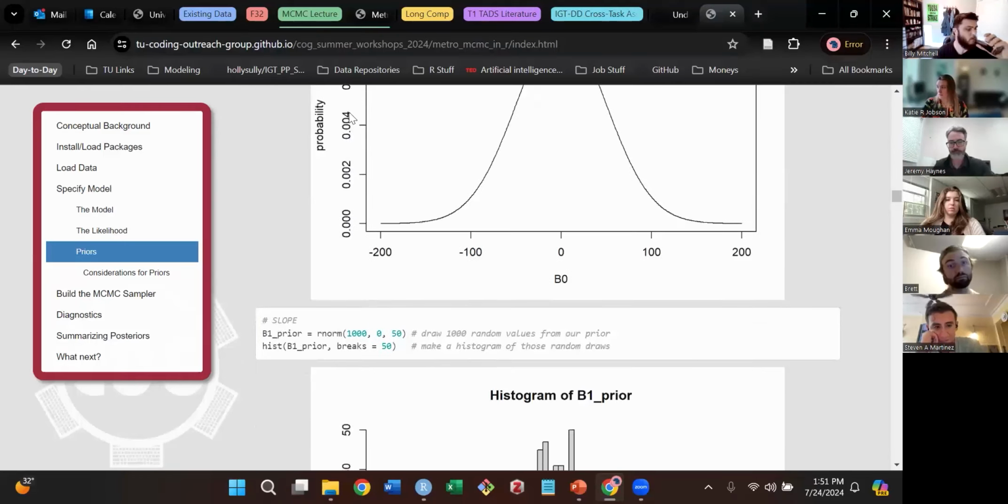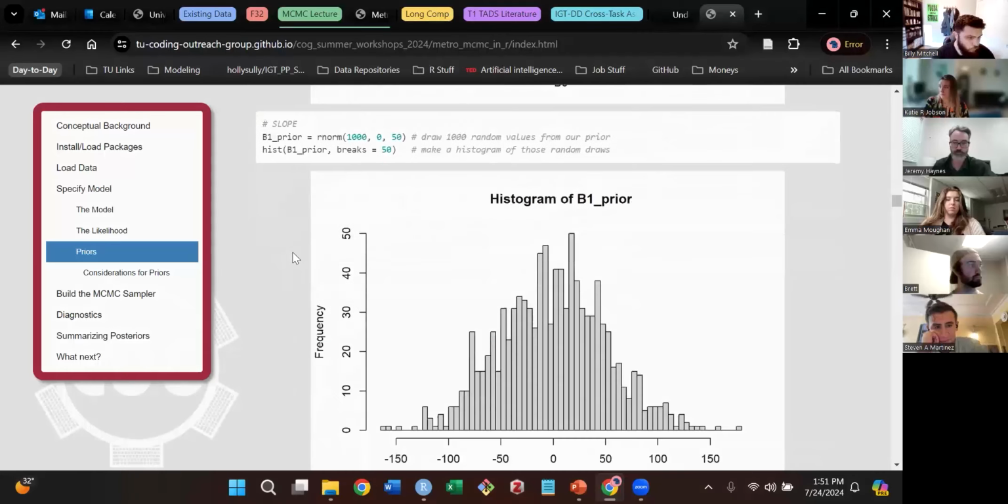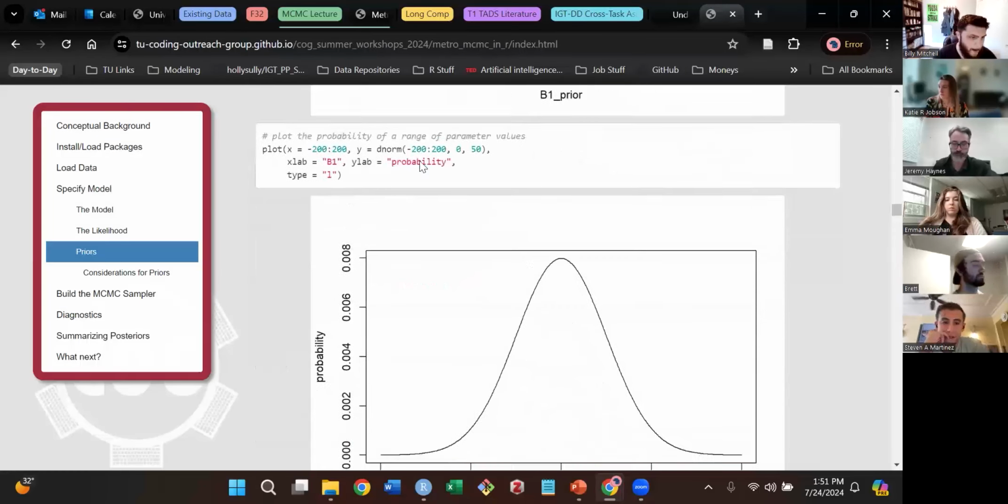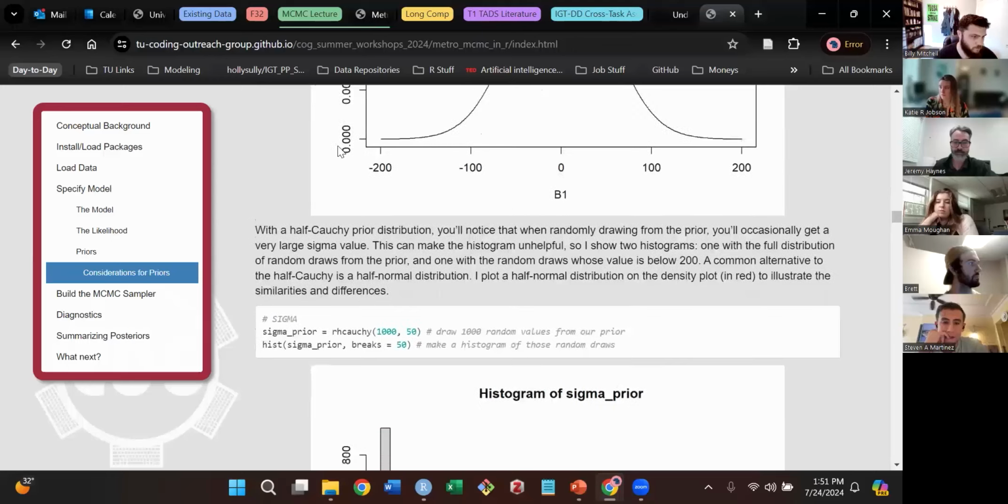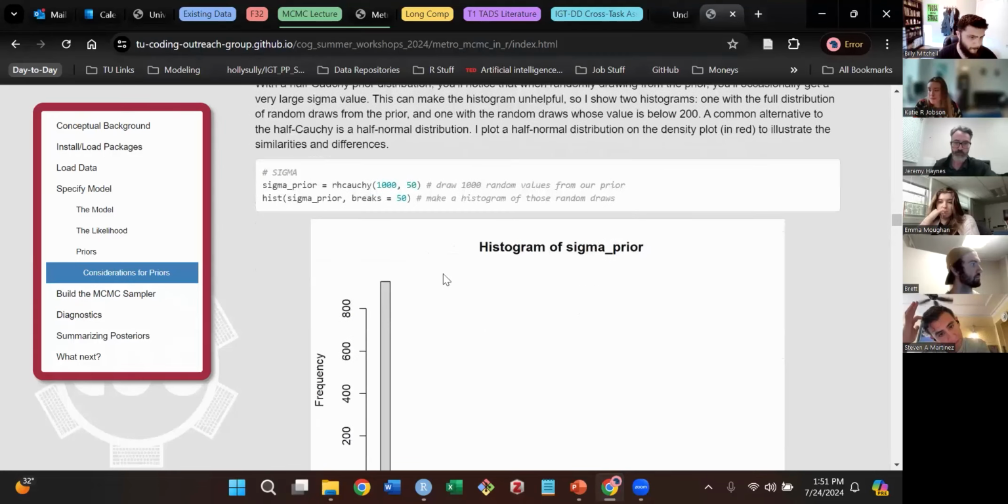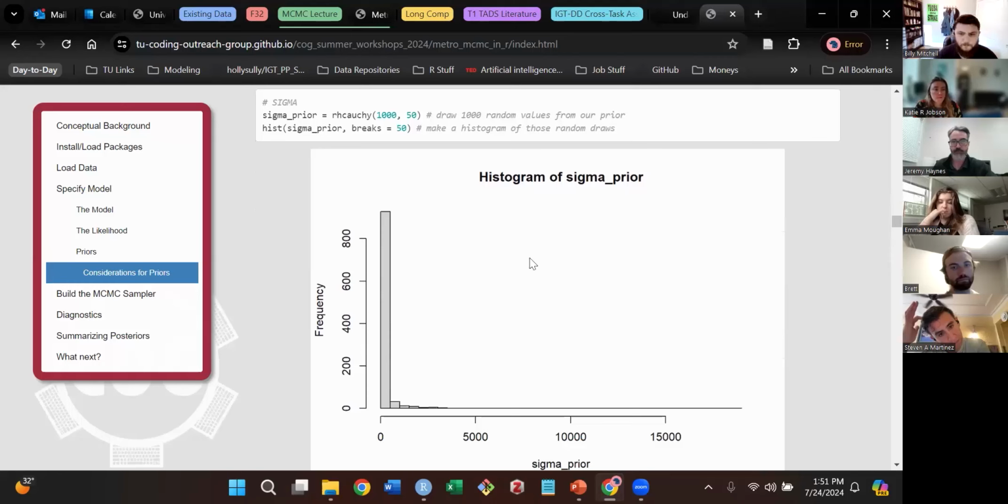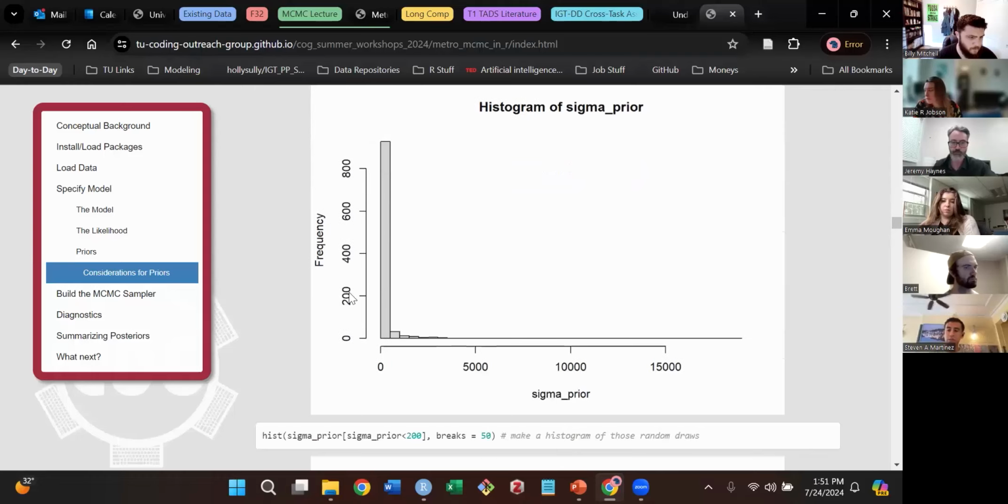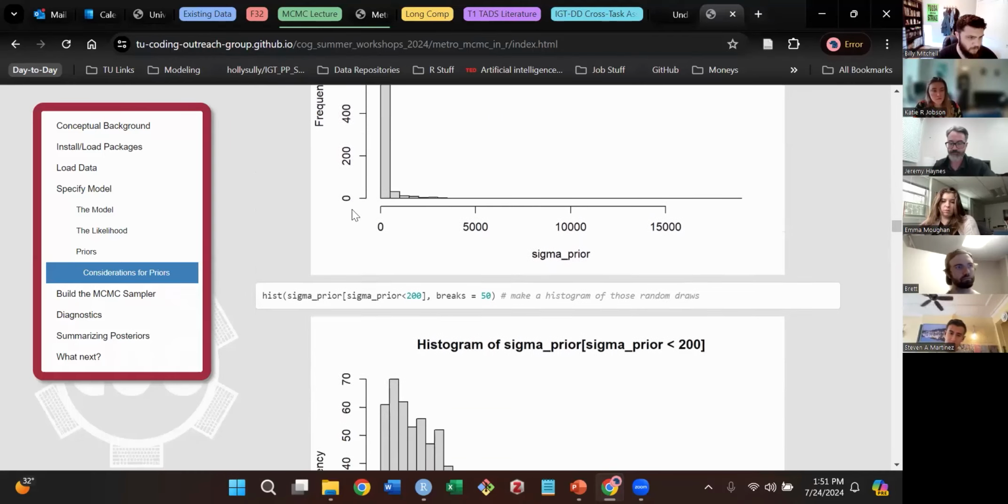So we use the same prior for the slope coefficient, so this shows the exact same thing. For the standard deviation, I'm just randomly sampling from the half Cauchy distribution. One thing that's aggravating with the Cauchy distribution is that values that are really high get sampled every now and then. So you get a histogram that looks like this, that's not very helpful. So you might need to subset your data.